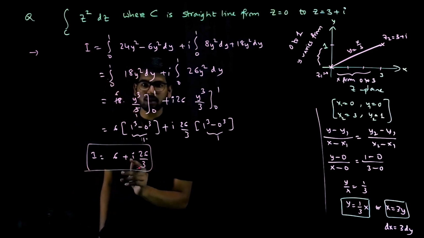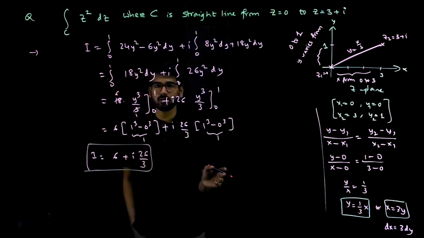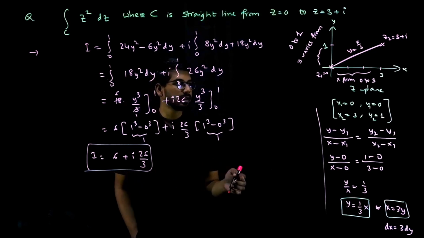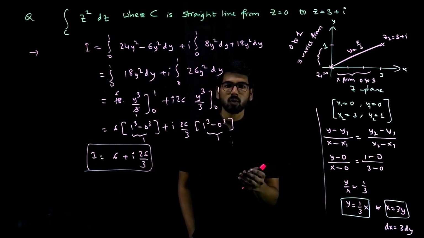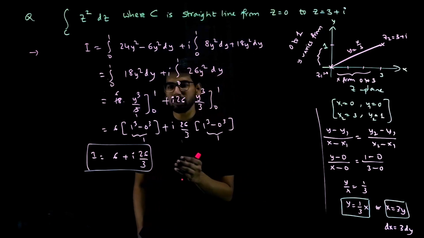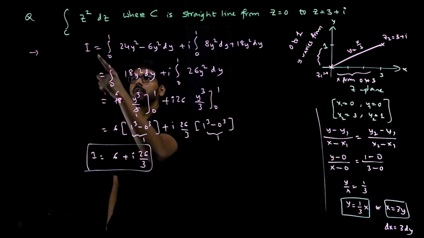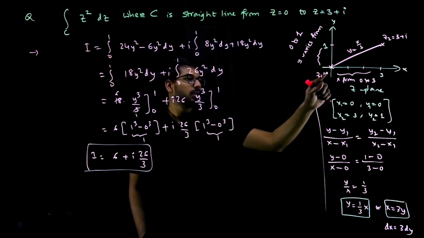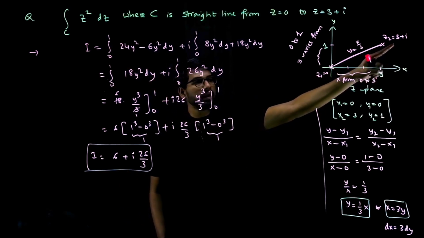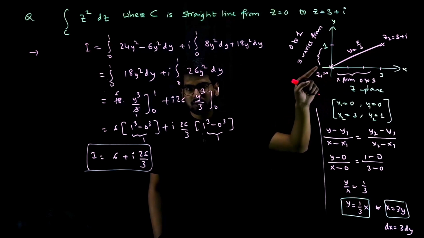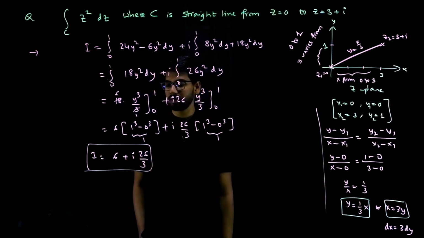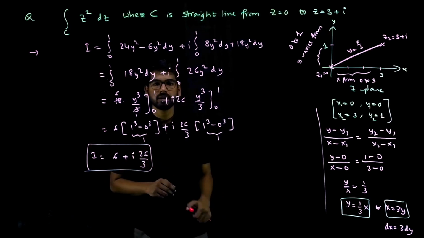So the result of integration of z square dz is a complex number, one complex number, just like integration of a real function gives one number. So integration of z square dz along the curve C from z1 equal to 0 to z2 equal to 3 plus i along the straight line is nothing but 6 plus i times 26 by 3.